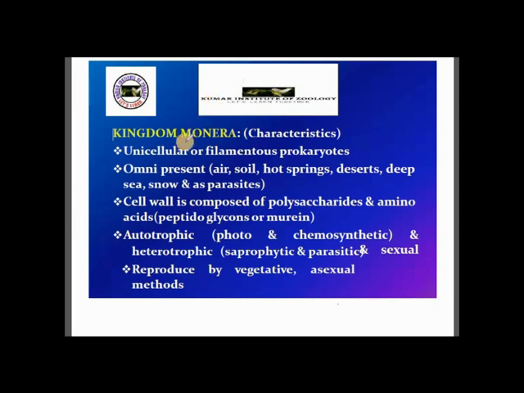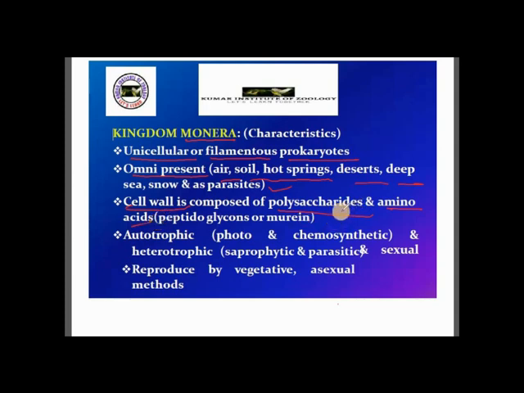So Monera are all unicellular organisms. They are filamentous prokaryotes. They are omnipresent: air, soil, hot springs, deserts, deep seas, snow, and as parasites. The cell wall is somewhat different from the plant cell wall. Here the Monera cell wall is composed of polysaccharides and amino acids.